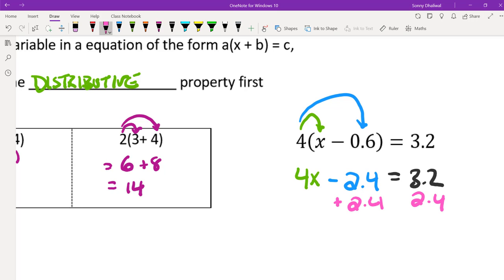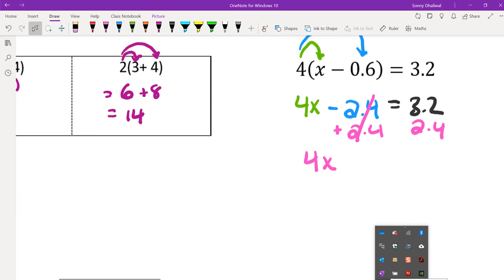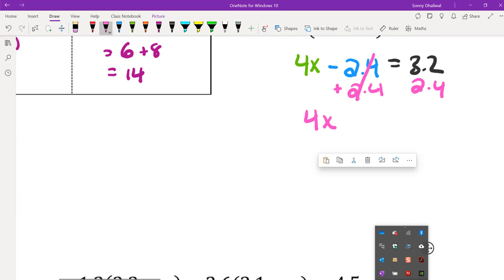And when we were doing the quiz, some people wanted to move away this 4 first. And technically, you can do it. But you don't subtract 4, you'd have to divide by 4, and you divide every single term by 4. So that's why we add and subtract first, because it makes it a little bit simpler, because when we're dividing, we're only dividing 2 things. So we end up with a 4x here. These cancel out. And we're left with a 2.4 plus a 3.2, which is 5.6.